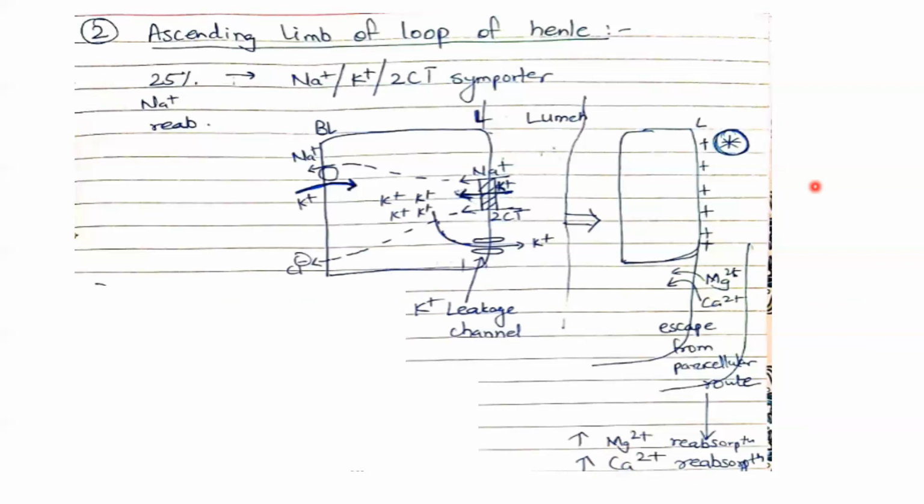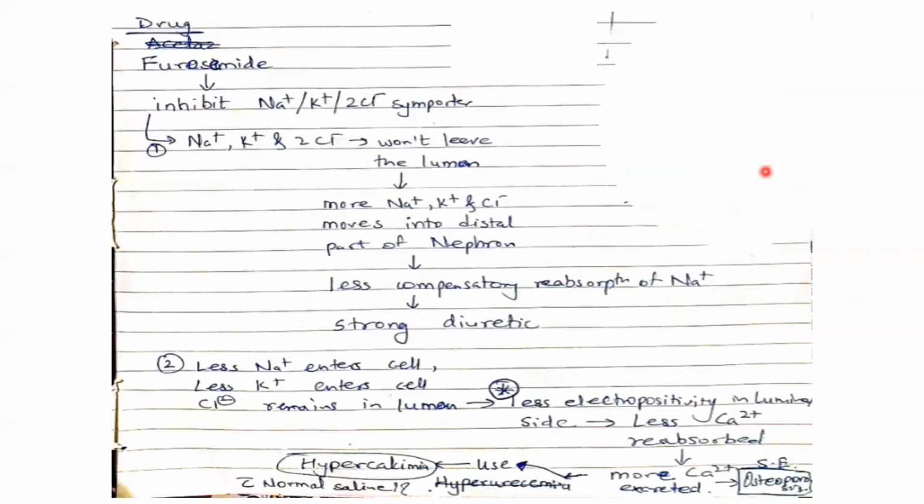Can I do something here? Remember this asterisk. So now, there is a drug which is called furosemide. Furosemide. What does it do? It inhibits the sodium potassium 2 chloride symporter.